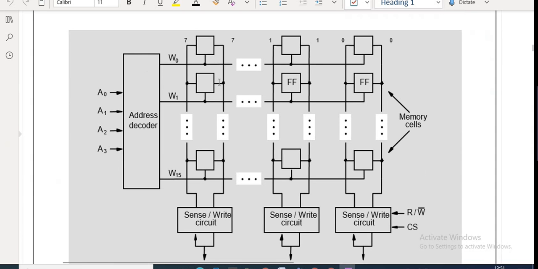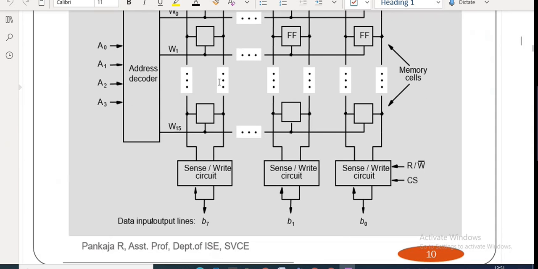See how the operation is going to take place here. What is the first step for read or write?